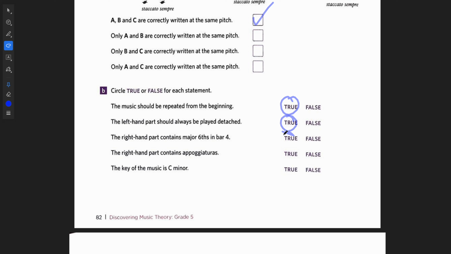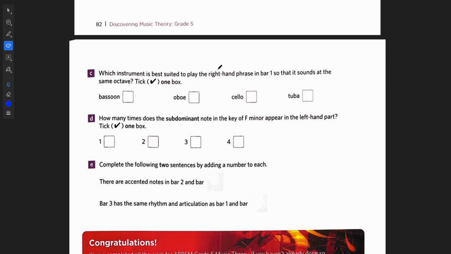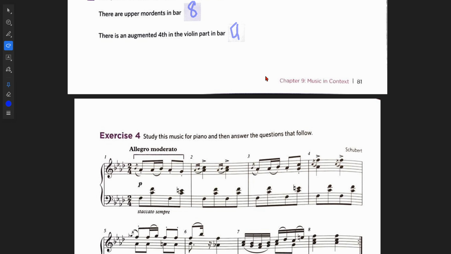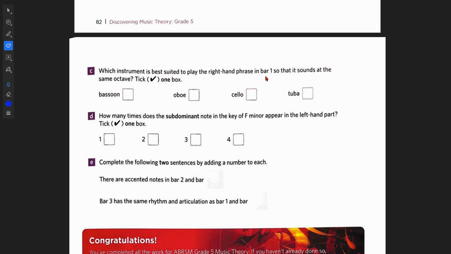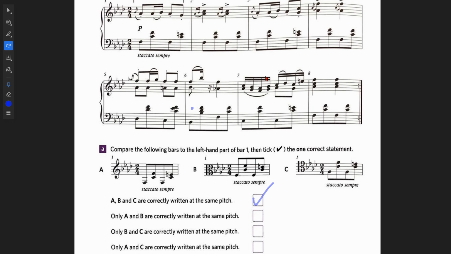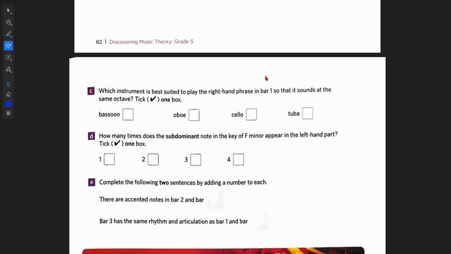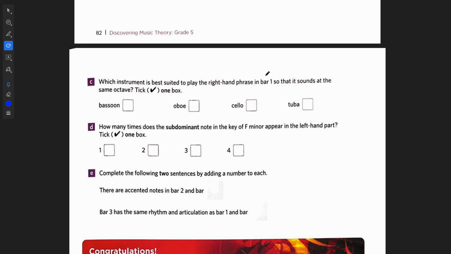The right hand contains appoggiaturas. False. And the key of the music is C minor. False. Which one is best suited to the right hand phrase in bar 1 so it sounds the same octave? Well, one string is play, so it's quite low. Sorry. It's about middle. So this would probably best suit with an oboe if it's around the middle.